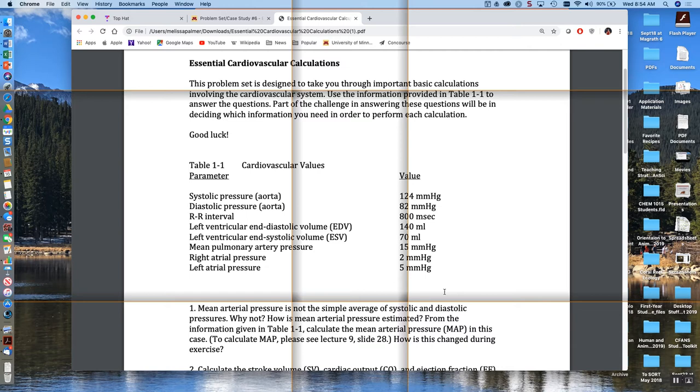All right. So why do we use 1/3? Why do we use 1/3 when we're calculating mean arterial pressure? Did you all have a discussion about that? What did you decide on? Why would that be the case?